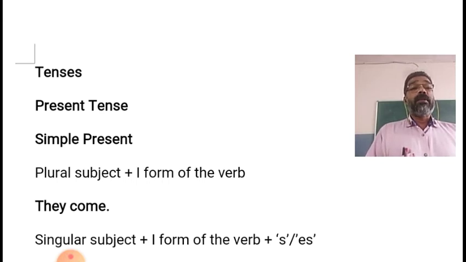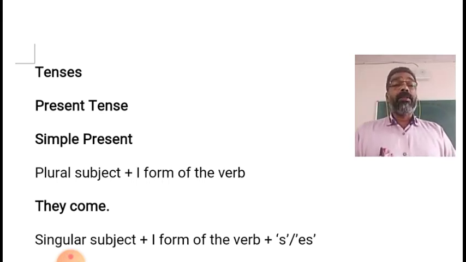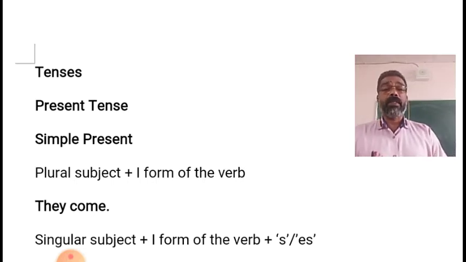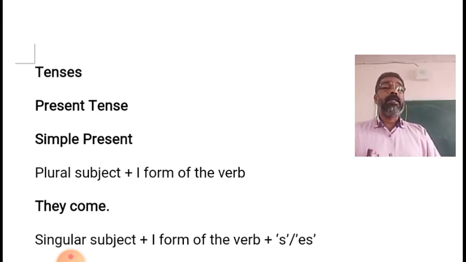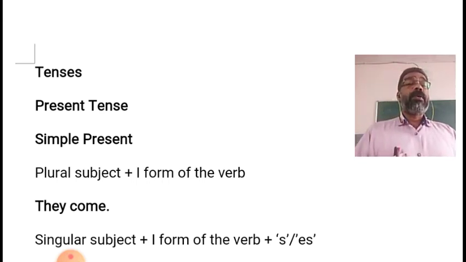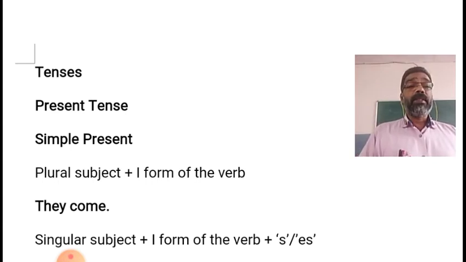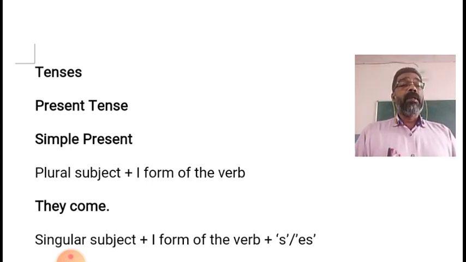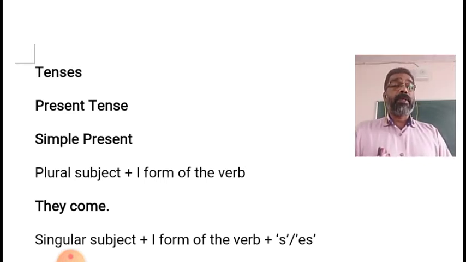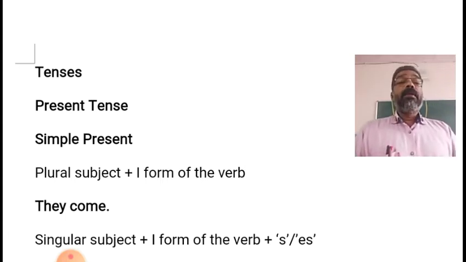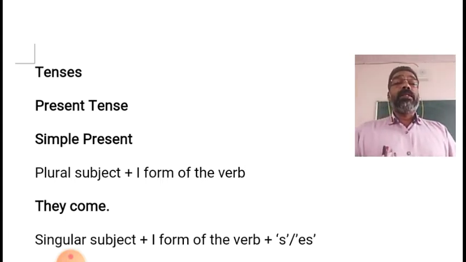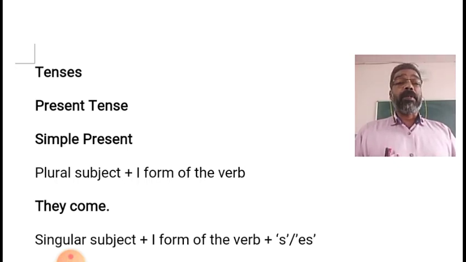So, according to tense, as we know, present tense, past tense, and future tense. Tenses are divided into three: present, past, and future. And each tense has four divisions: simple, continuous, perfect, perfect continuous. Through this video, we shall discuss present tense, simple present.